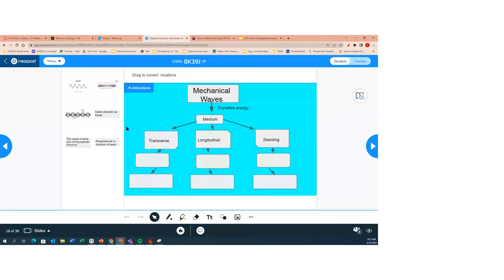Okay, so we're going to take these mechanical waves here. They do transfer energy through a medium. There's a transverse, longitudinal, and standing wave. I'm going to help you with the standing waves. This is what the standing wave looks like: two waves, same size, moving in opposite directions. That's what I call it.